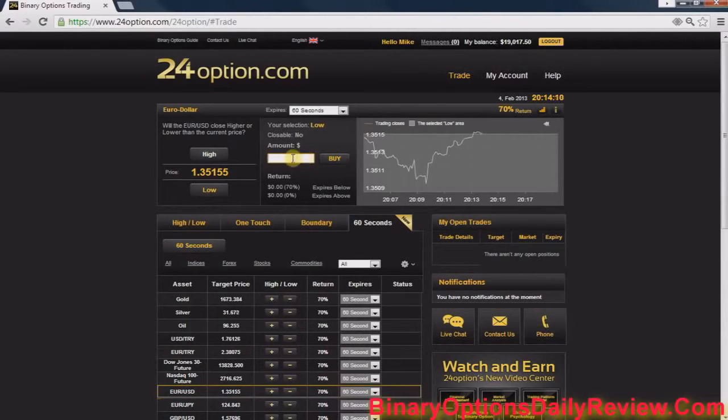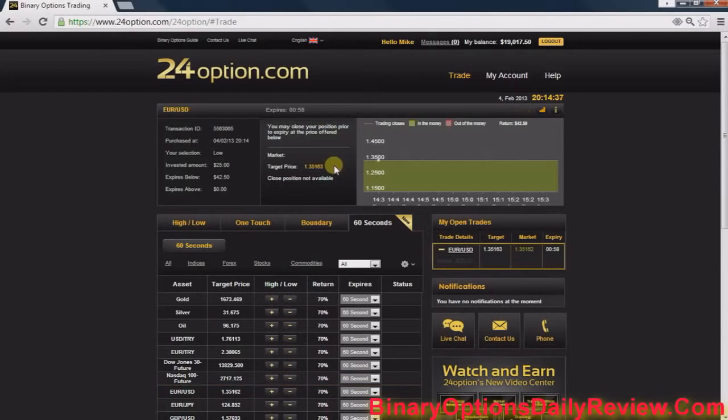So puts. Now the minimum investment for 24 options is $25, which is higher than other options platforms. So when you do this technique with 24 options, you usually need to start out with a larger initial deposit in order for this technique to work. So we're first going to invest $25 and go to buy. Okay, and we purchased a call, and we're going to watch to see what happens here.